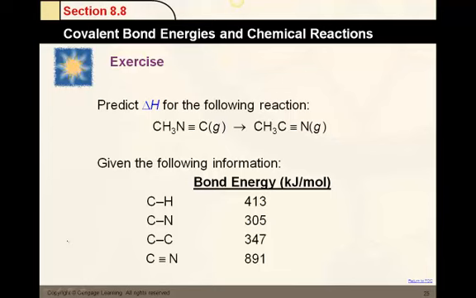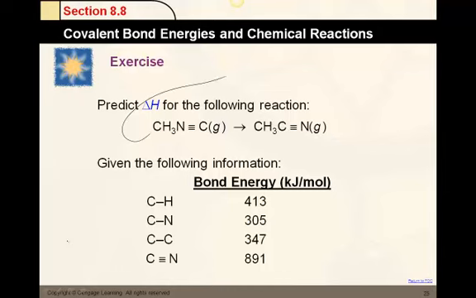So, how can we predict the delta H for the following reaction? Let's see how to do it. Well, the first thing you have to do is think of how the molecule is put together. CH3N triple bond C. In a little while I'm going to show you some Lewis diagrams, and it's actually easier that way after you know how to do that. But this section came first.